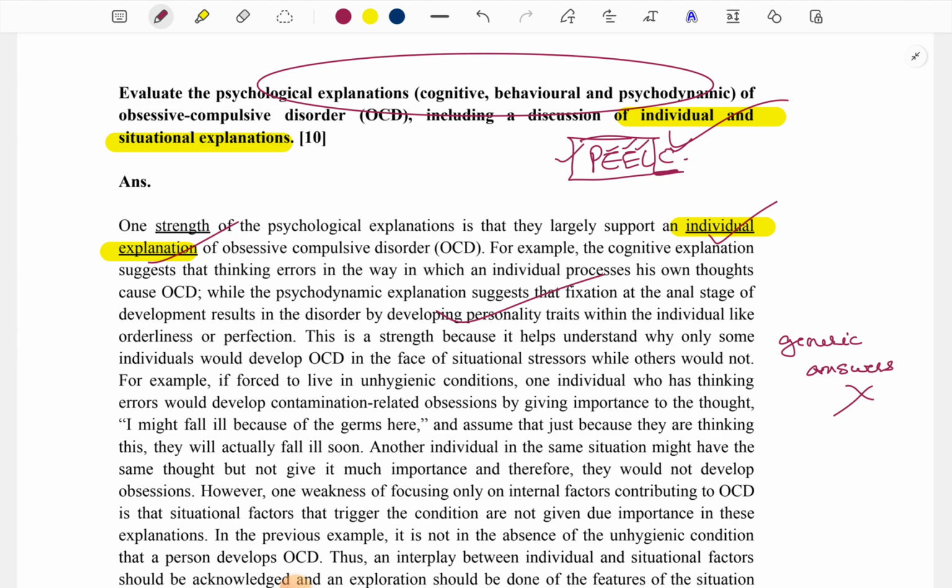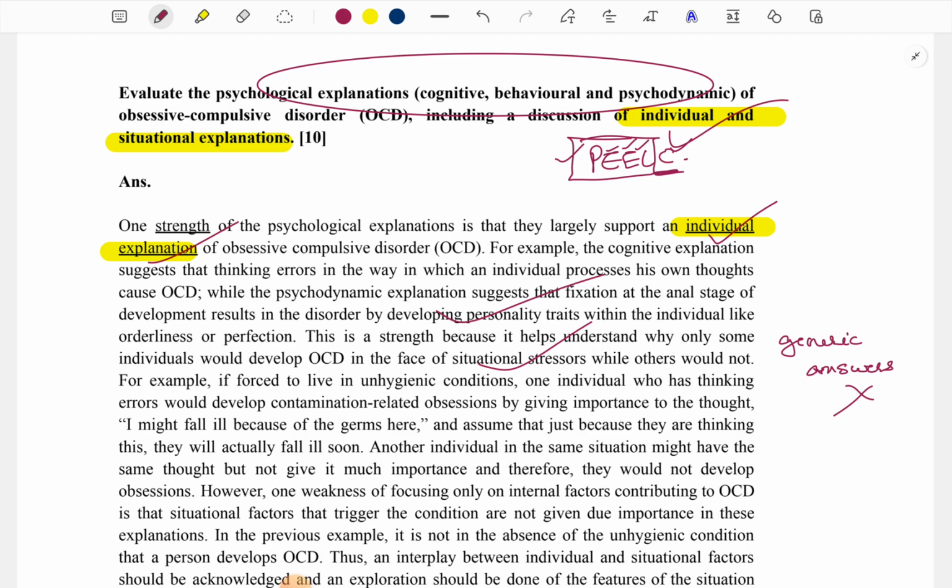Then coming to strengths and weaknesses. Why is it a strength? Yes, it helps to understand individual differences. But in what? Don't leave the examiner begging for questions when you write your answer. Give the answer right there. Assume the other person does not know. The examiner is an expert, of course, but assume he does not know what the answer is. You have to explain to him.